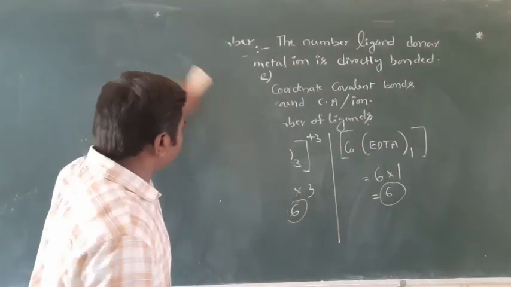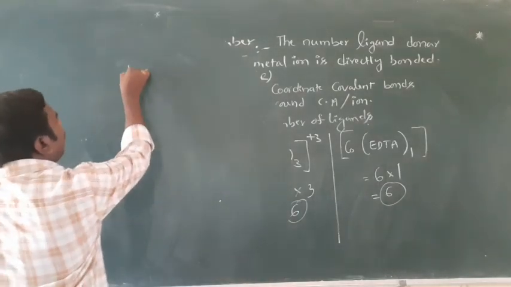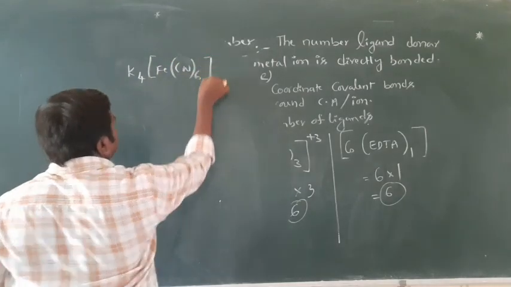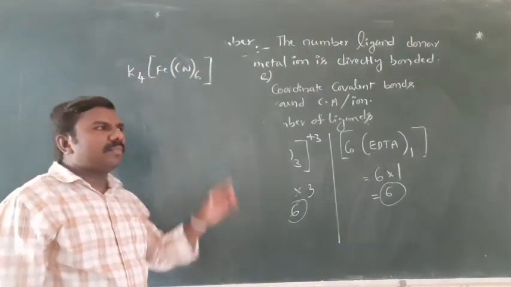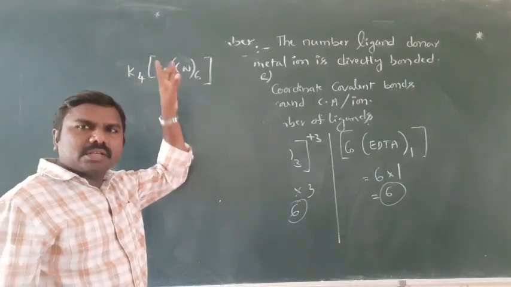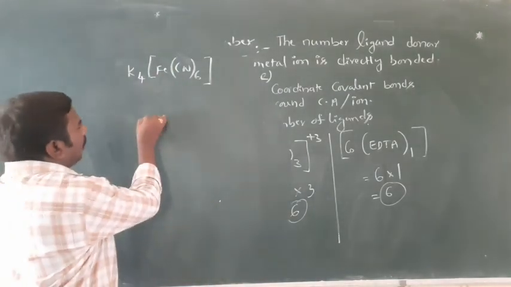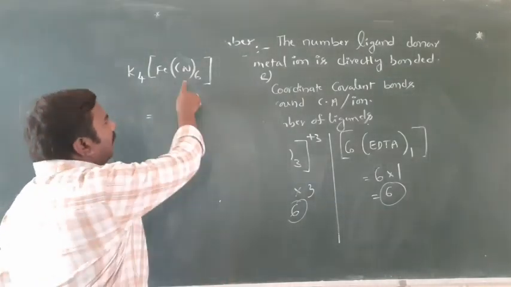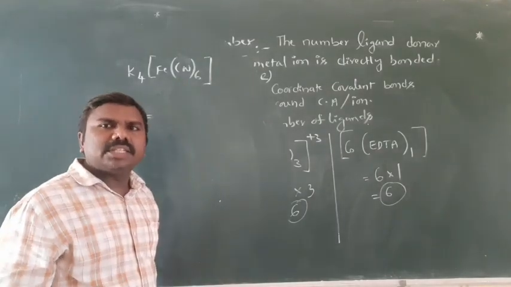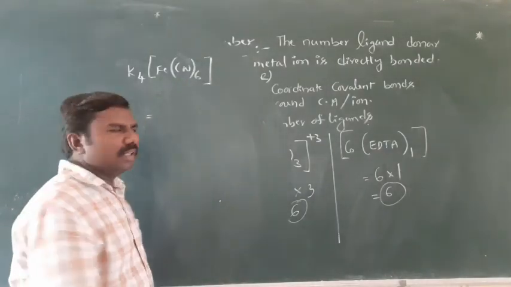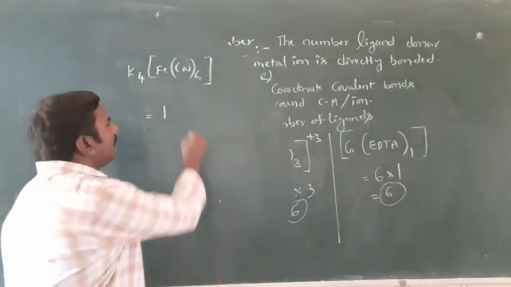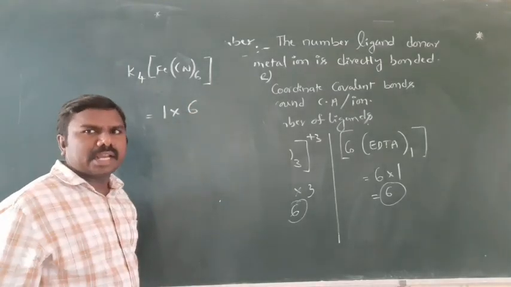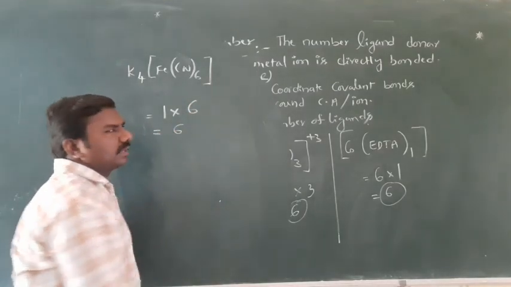The other examples are K4[Fe(CN)6]. Coordination number of the central atom iron is equal to how much? The coordination number formula we know: denticity into number of ligands. Ligand is cyanide. It is a unidentate ligand. It forms only one bond. Denticity equals 1. And total number of cyanides is 6. Ligands are 6. So this is equal to 6.